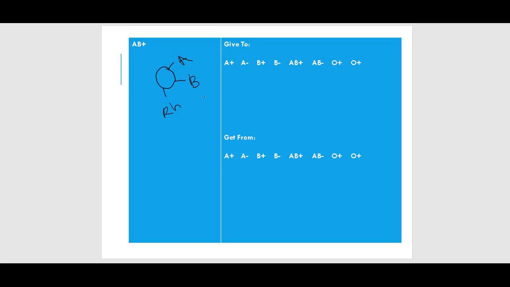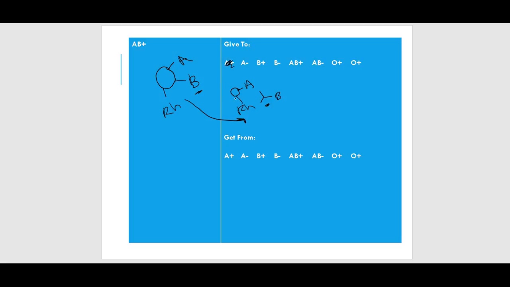Now, when we look at who AB positive blood can give blood to, let's look at, say, A positive. So somebody with A positive blood, remember, has A and RH antigens. That means that they have antibodies against B. So if we put this red blood cell here in this blood, we would have a problem, right? This B antibody would find its B antigen and it would clump or agglutinate. So we can't give it to A positive.